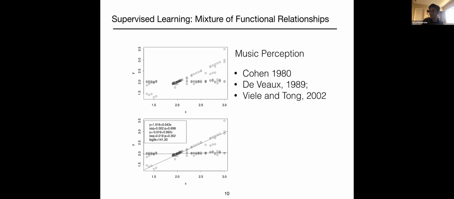This is a little funny, because for some people, whatever you play, they're just going to identify it over here. So they're sort of tone deaf. And there are some people who can identify it correctly, so you have this line over here. In these papers, they mention this is a mixture of linear regression, a mixture of functional relationships. You have features and labels, but the mapping from feature to label, the usual thing in supervised learning, is not done by one function, but by a mixture of functions. I'm going to formalize this later.